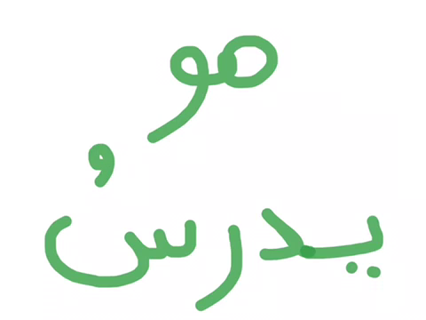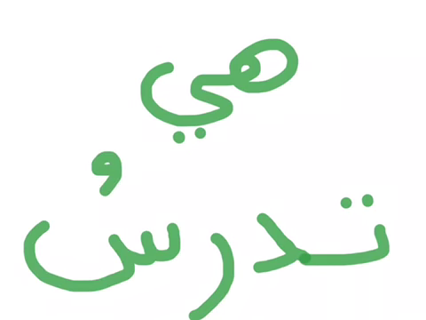If we want to say he studies, we begin with the letter ya. Then we add our three root letters and a dhamma at the end. And the word becomes yedrusu. Huwa yedrusu. He studies.